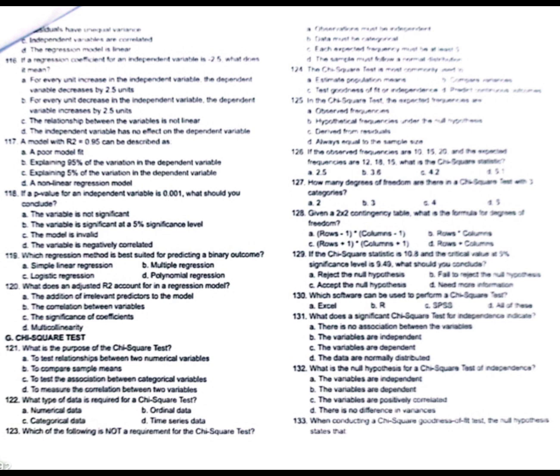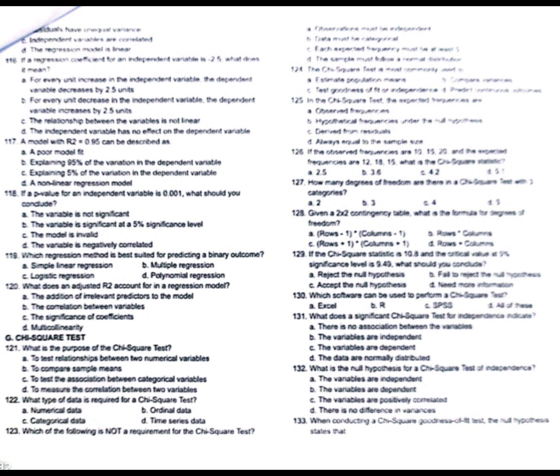So let's move forward to the type, letter G, chi-squared test. So what is the purpose of the chi-squared test? The purpose of the chi-squared test is to test associations between categorical variables, since the chi-squared test is all about categorical variables.